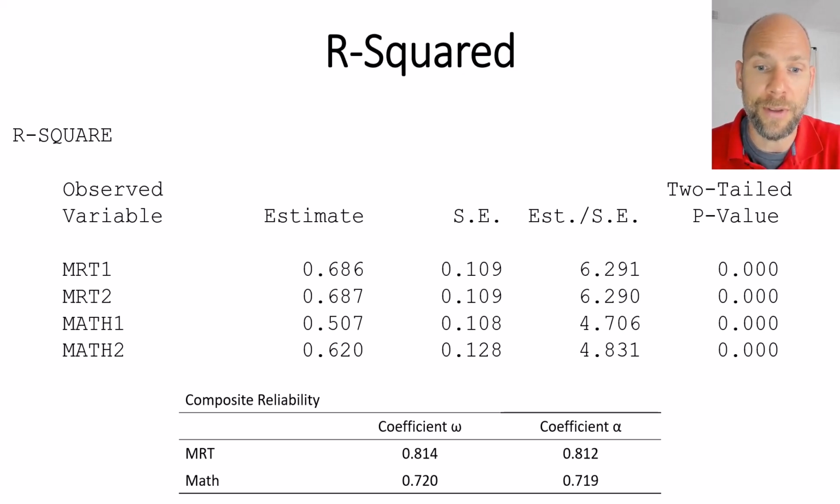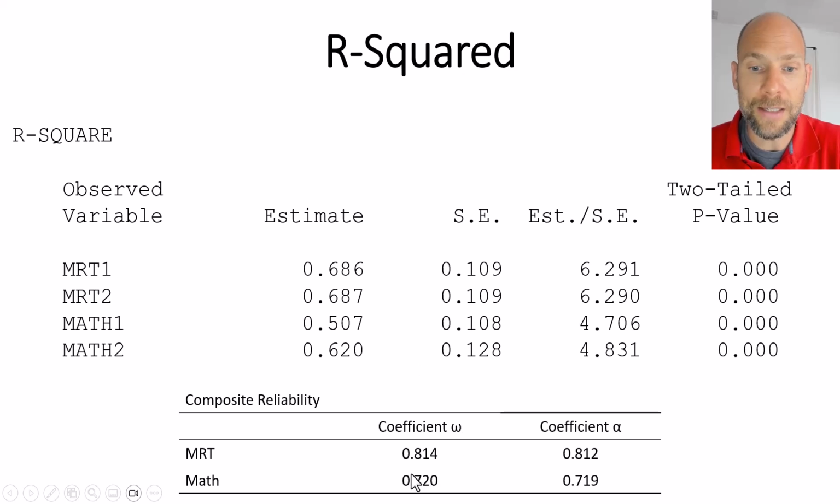Here you can see for the MRT factor or composite score, the omega would be 0.814 and alpha is 0.812, very, very similar. So if you aggregated MRT1 and MRT2 into an overall sum score or composite, then that composite has a reliability of 0.81, which means 81% of the variance in that composite is true score variance, and that's much, much better than the reliabilities of the individual scales.